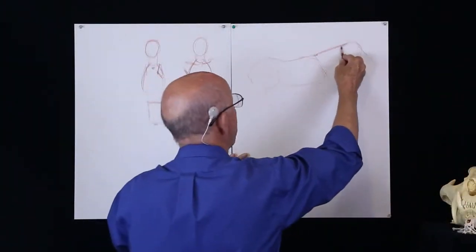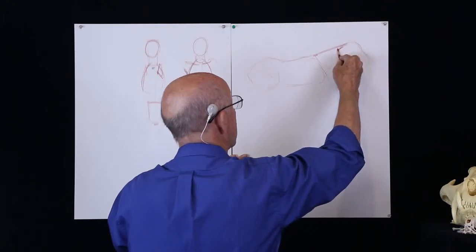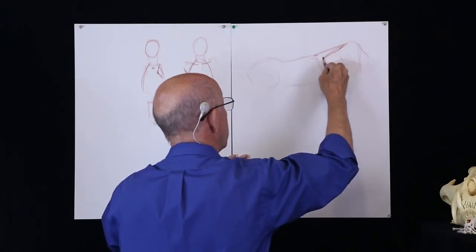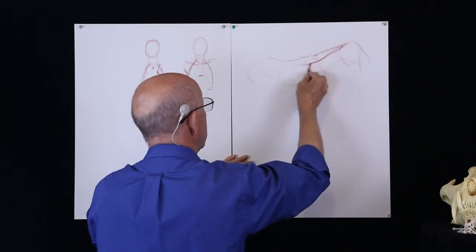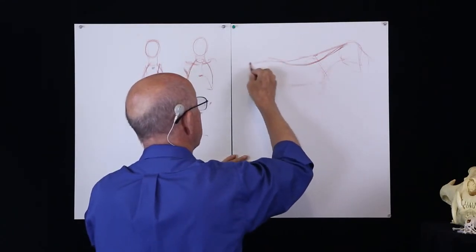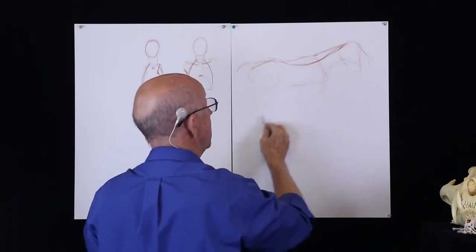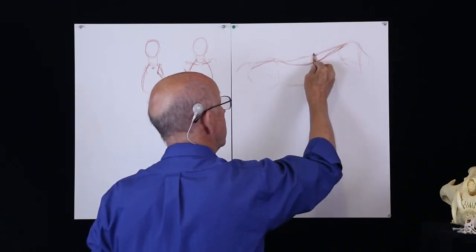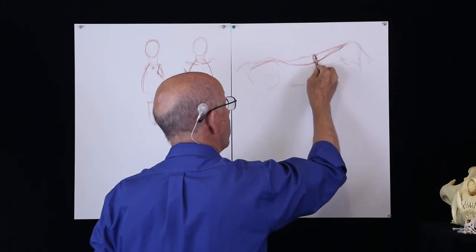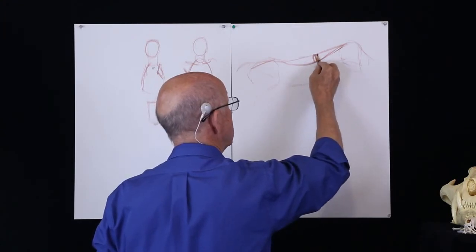Here, the horse's spine actually goes down like this, comes through, goes back up here until we get the tail coming out of here. The pelvis is at an angle here. All of this are the vertebrae sticking up.